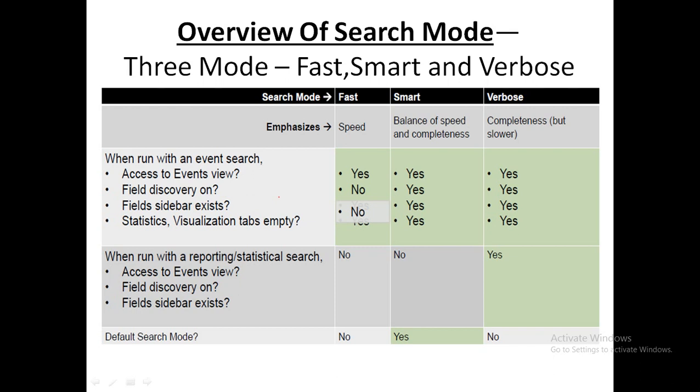When run with a reporting or statistical search, access to event view: no in fast and smart, yes in verbose. Field discovery on: no in both, yes in verbose. The default search mode, I already said, smart is the default mode.